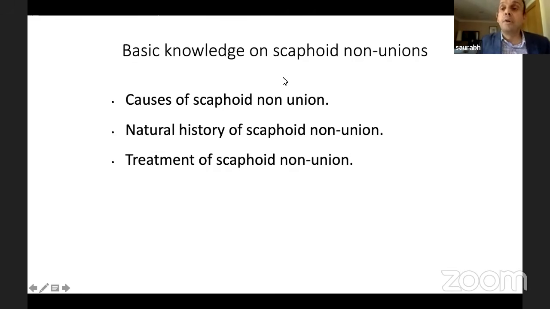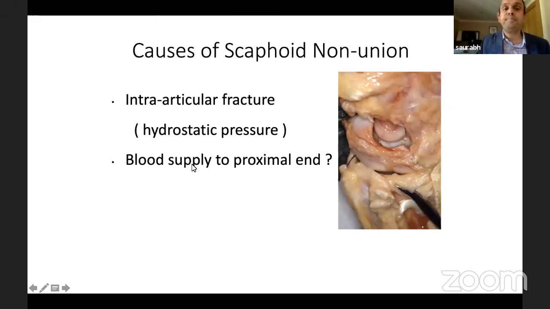Then let's go into scaphoid non-unions in a bit more detail. So what are the causes? Natural history. If I leave a scaphoid non-union, or patient doesn't come to me, what will happen in 5 years, 10 years, 15 years? How do they progress? And then how do we treat them? Causes, two main things. Of course, smoking matters, patient compliance matters, delayed presentation matters. All those things are very important. Blood supply. That's another question they can ask you. Blood supply to scaphoid and intra-articular pressure, which we have discussed.